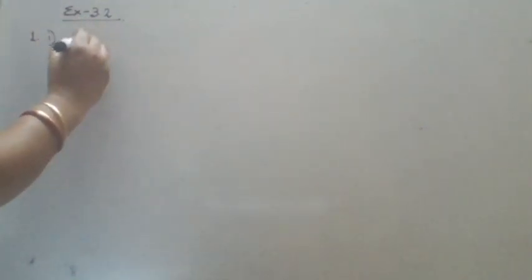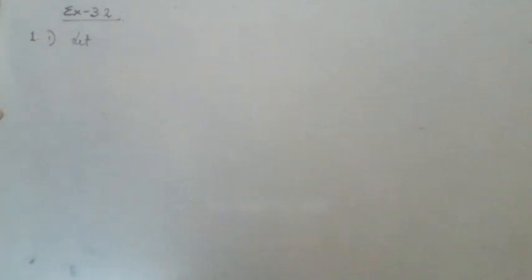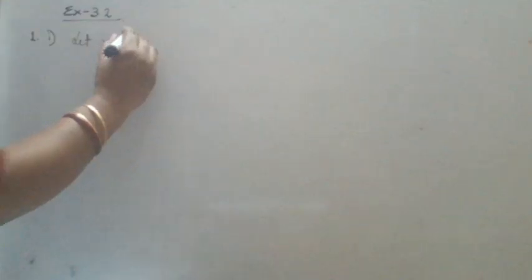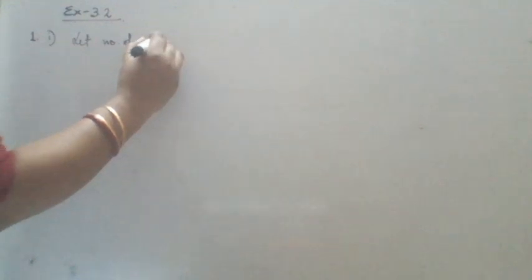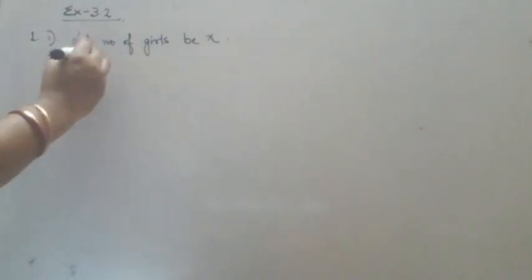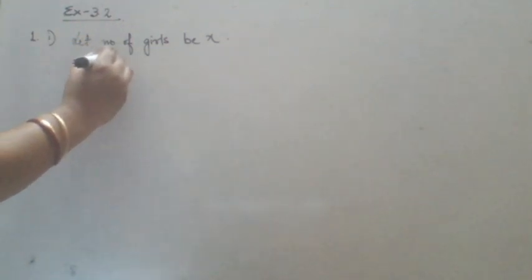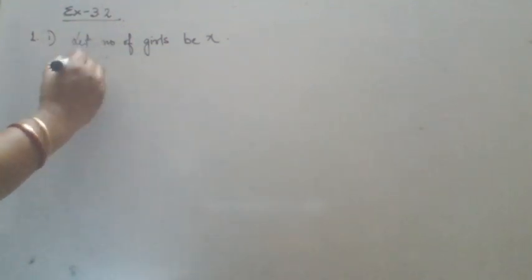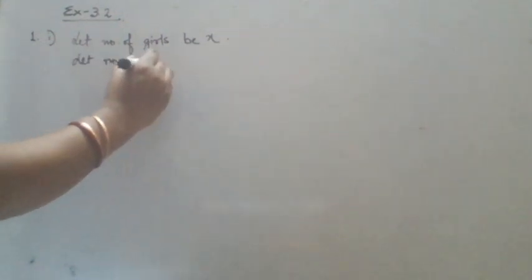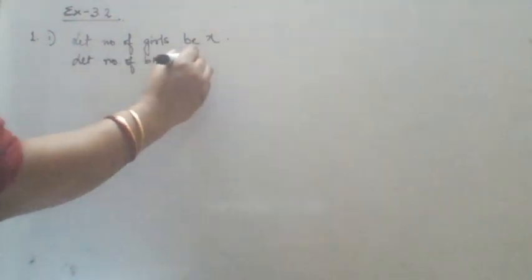So when something is not known, we start with some variable. Let the number of girls be x and let the number of boys be y. So here we introduce the question with two different variables.